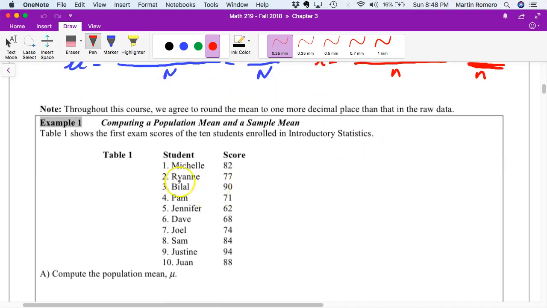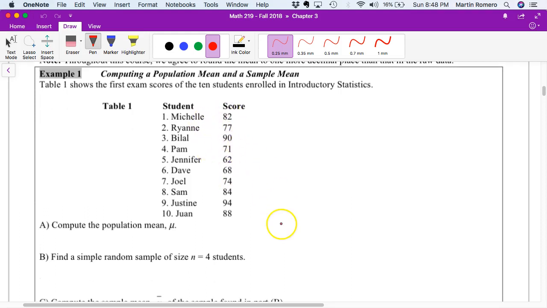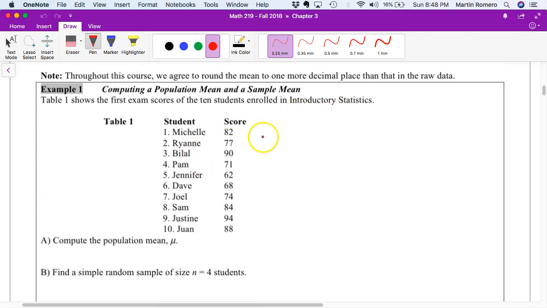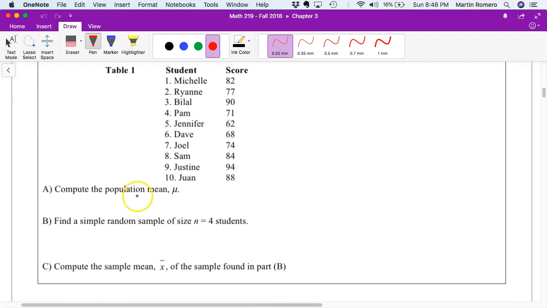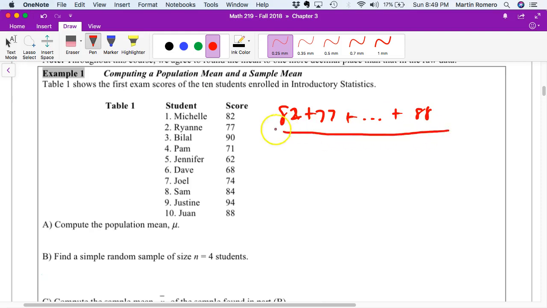So again, first example, instead of calculating all of these, let's say this is a population. These are all the students from a stats class, and this was their average score on the first exam. Compute the population mean. And so what you do is you add up all those values. You would take 82 plus 77 plus all the way to 88, and then since this is a population mean, divide by 10, and then you would get your answer.